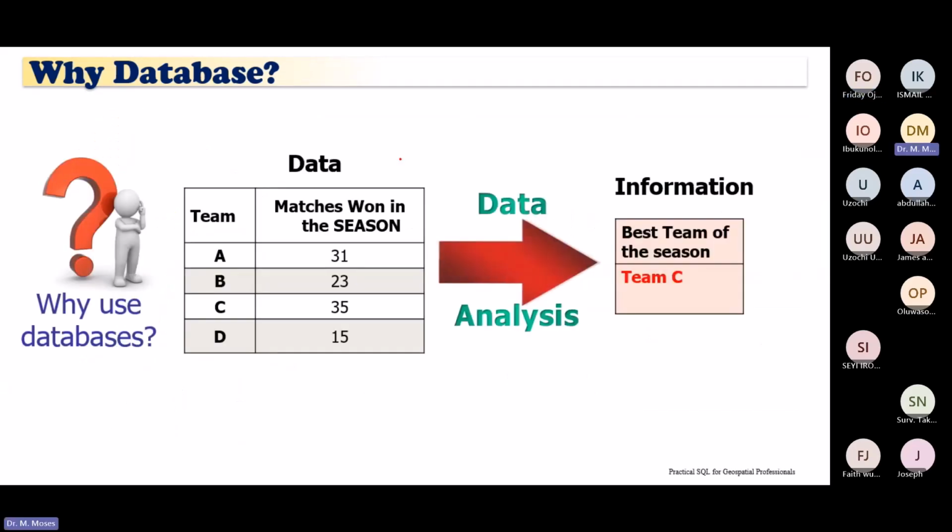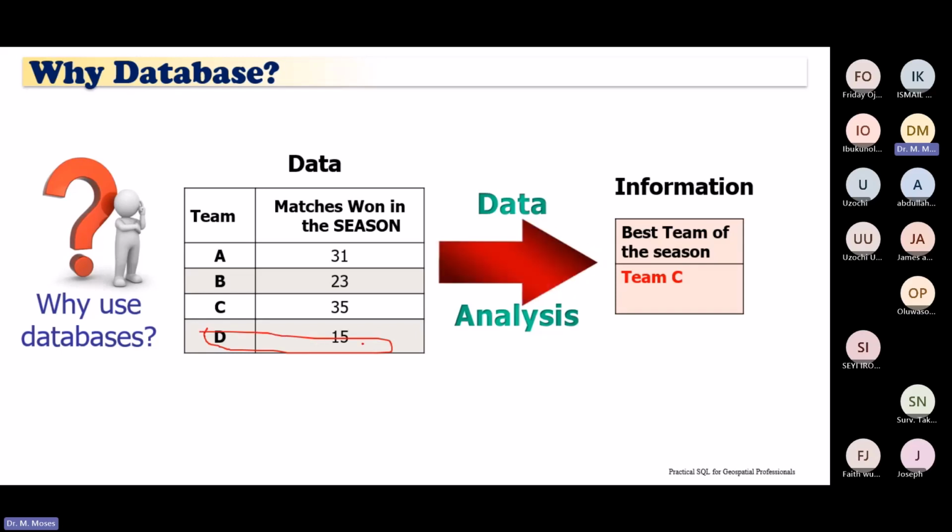The database will also allow us to carry out data analysis. As we'll see from next week, we want to see the relationship between the data sets. On this table, for example, all we have is the team and the matches won. But what are some of the analyses we can carry out? We can now see the best team. If we have added goals and other information, you'll be able to predict and say, okay, based on this performance, this is the best team, this is the worst team. Like from this table, the worst team is this.